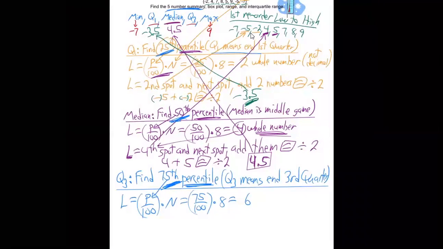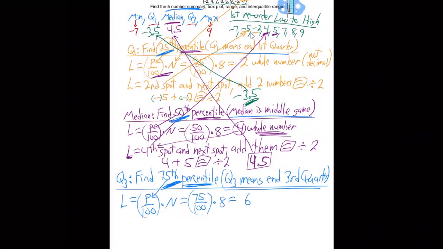Q1 is the end of the first quarter, 25% of the way through the game. The median is halftime, halfway through the game, 50th percentile. Q3 is the end of the third quarter, 75% of the way through the game. So in all three cases, they're percentiles, which means you plug into the formula P over 100 times N every time.